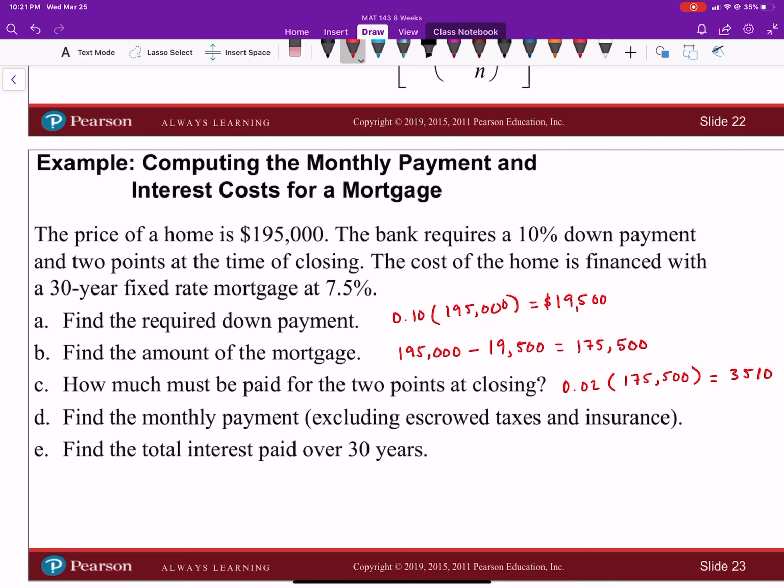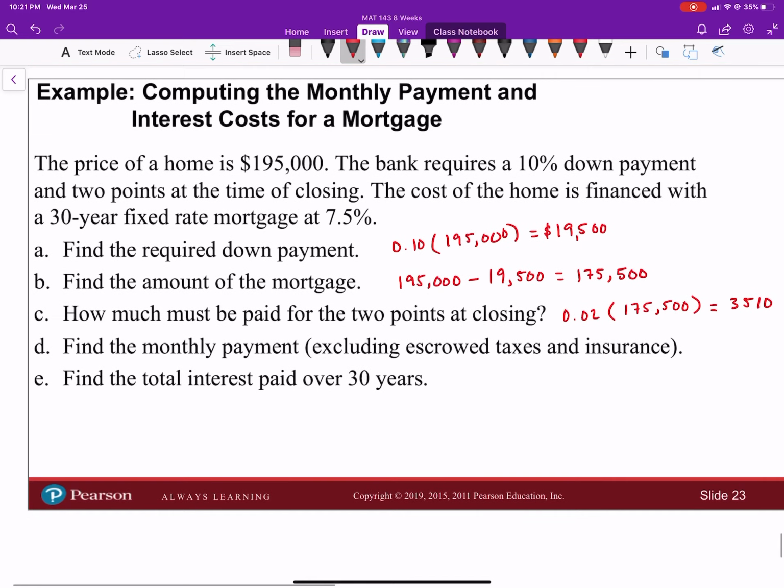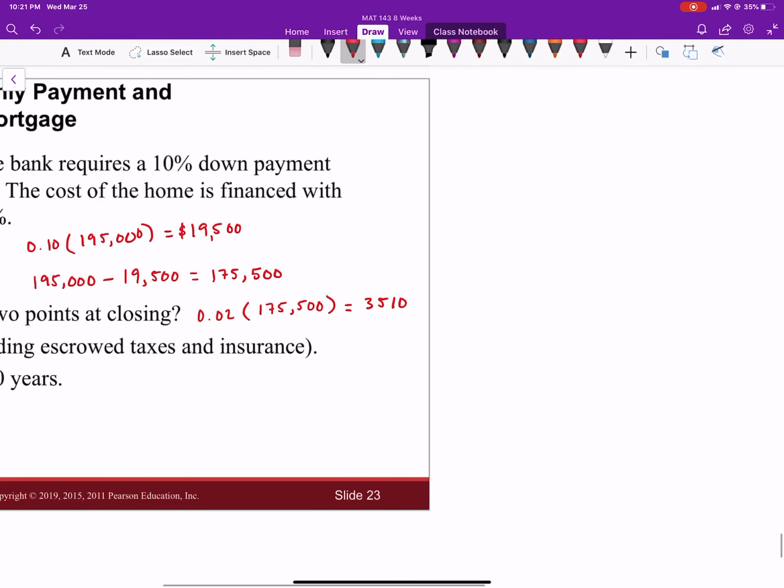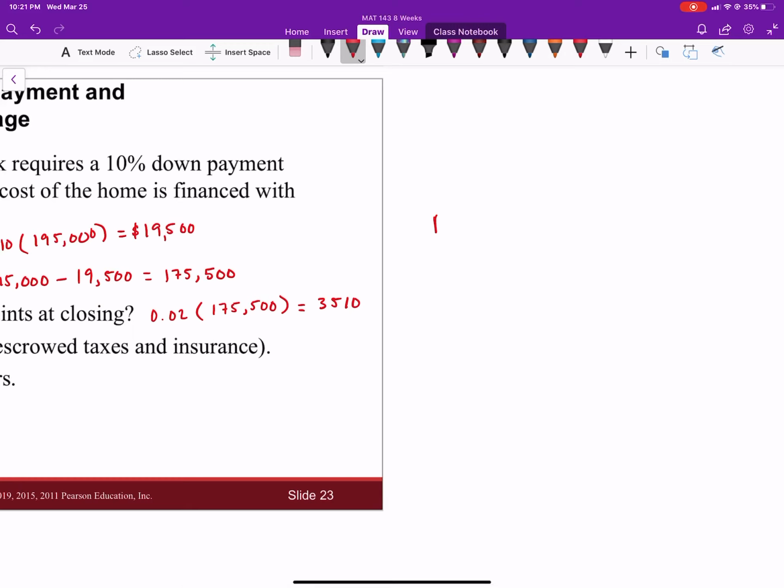So now we want to find the monthly payment, excluding extra taxes and insurance. When we do this, we have to make sure we plug it into our formula. Remember, the formula is the same as the car payment formula. So we have payment is equal to 175,500 times 0.075 all over 12, all over bracket 1 minus 1 plus 0.075 all over 12 raised to the negative NT.